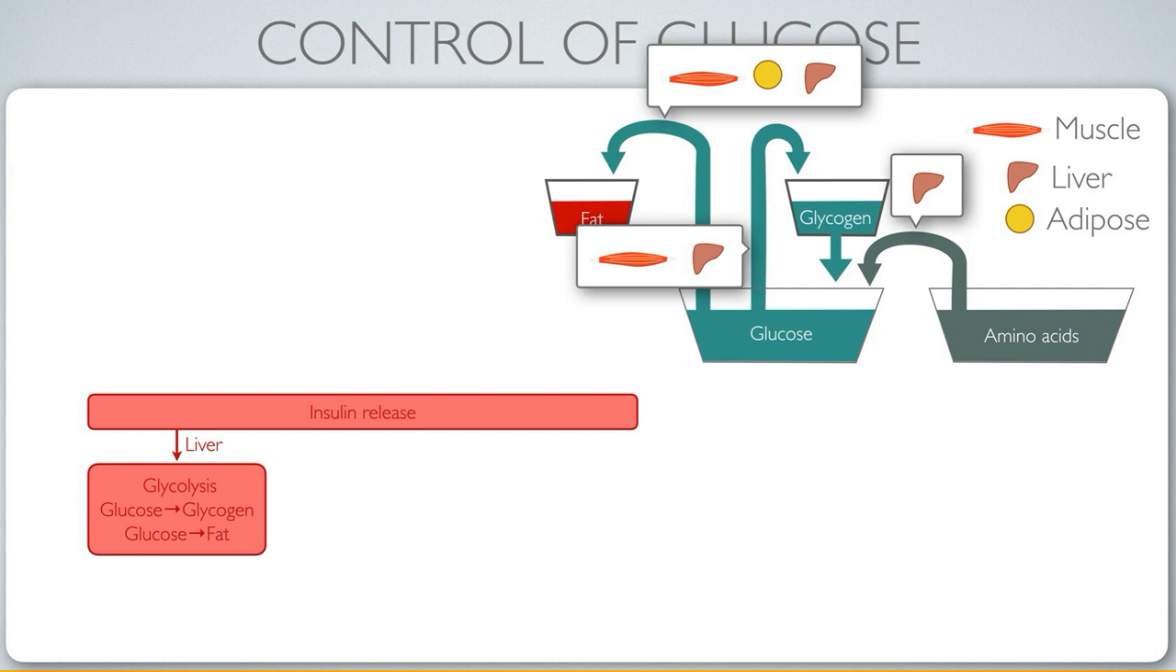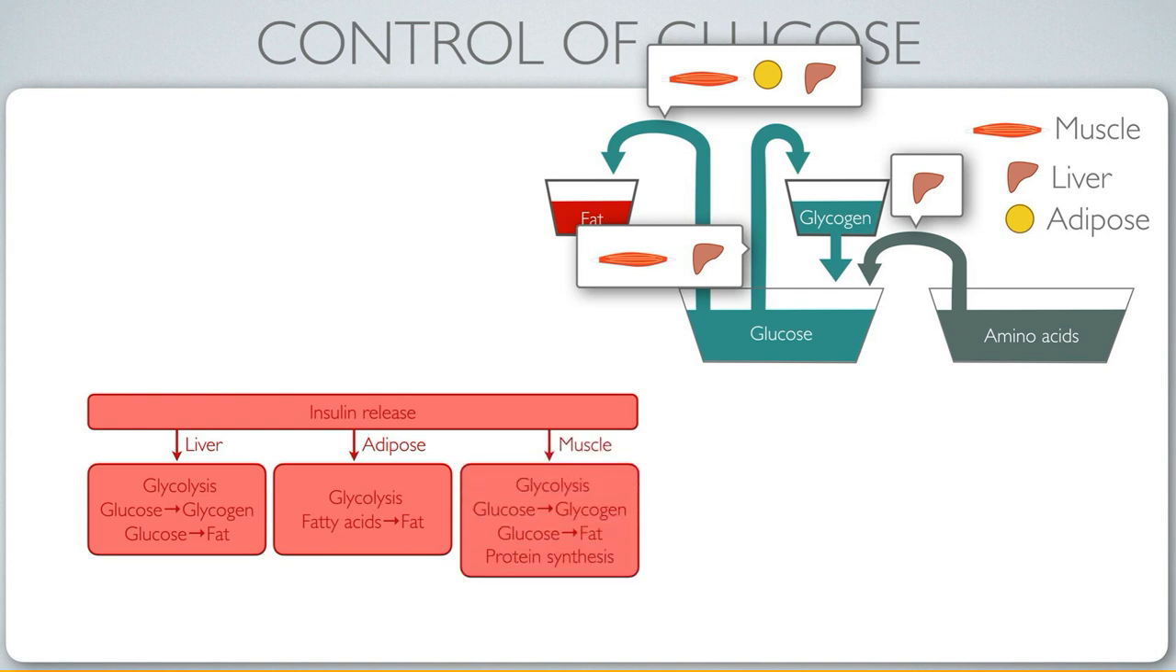So in the liver, we have glycolysis. So some of the glucose is converted into ATP through that mechanism. The liver has some limited capacity to store glucose as glycogen, and then also it produces fat. The fat cells of the body, the adipose tissue, also undergoes glycolysis, and in response to insulin, there's a conversion of fatty acids to fat.